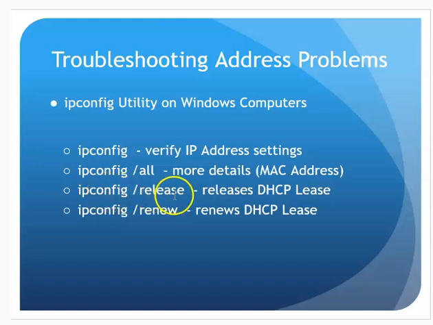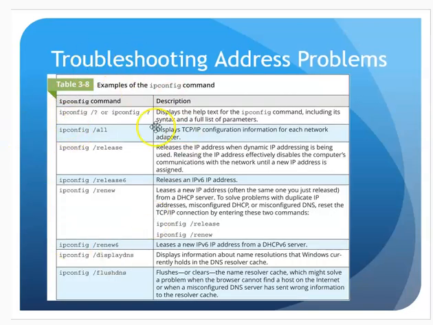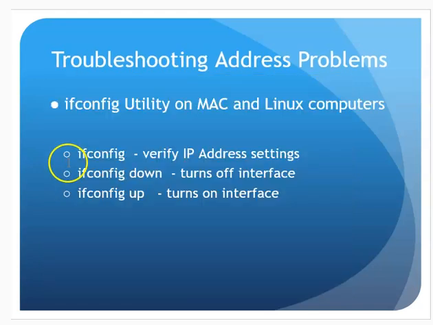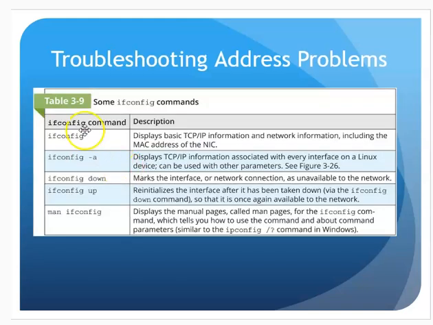ipconfig /release will release a DHCP address, and ipconfig /renew will actually ask the server for a new address via DHCP. That is a way to release maybe something that is old or not correct and pick up the current one. And again, there's some more options in here that can be done as well. On a Linux or Apple computer, I would typically be using ifconfig. That will do a lot of the same functions for me. And here's a couple options for ifconfig that can be done on a Linux or Apple computer.